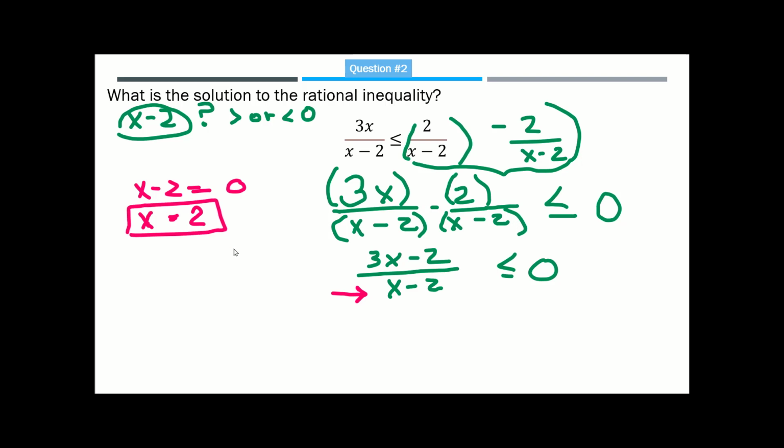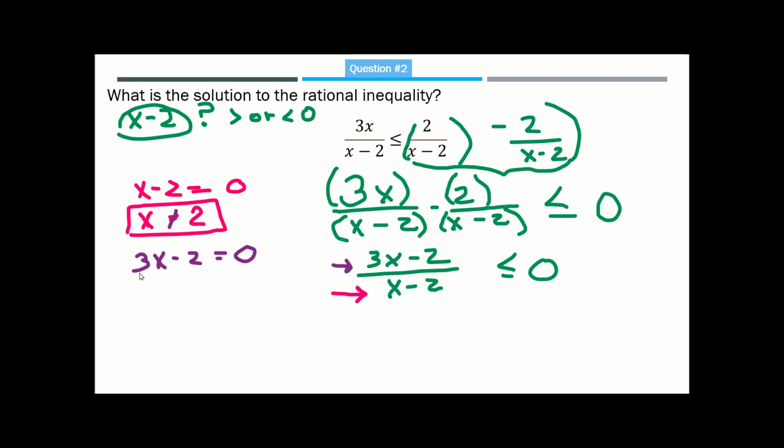Now I'm going to look at the numerator. The numerator is 3x minus 2, and I'll set that equal to 0, but that's allowed. Right here we can't let x be equal to a positive 2 because that's going to be an undefined solution. But we can have 0 in the numerator because 0 over any number is 0.